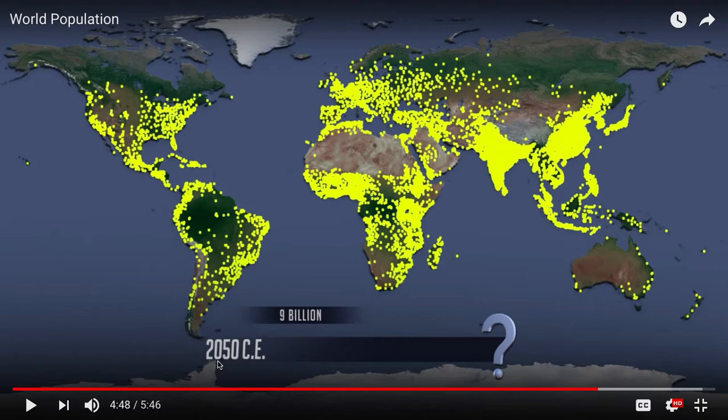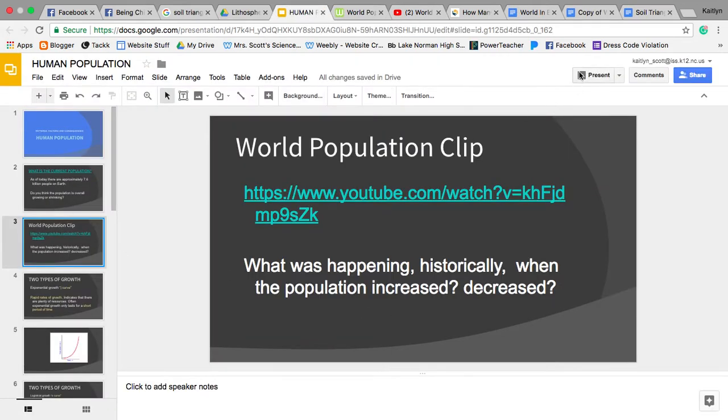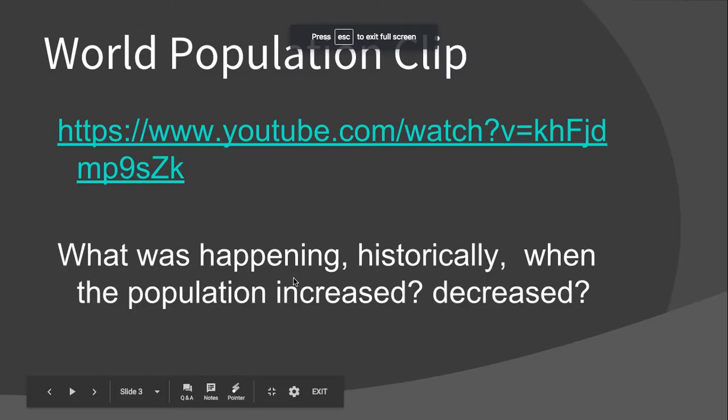So by 2050, which is really not that far away, that's only 30 some odd years away, you have a lot of people, about 9 billion, scattered all over the world. So let's go back to our little PowerPoint and answer these questions.